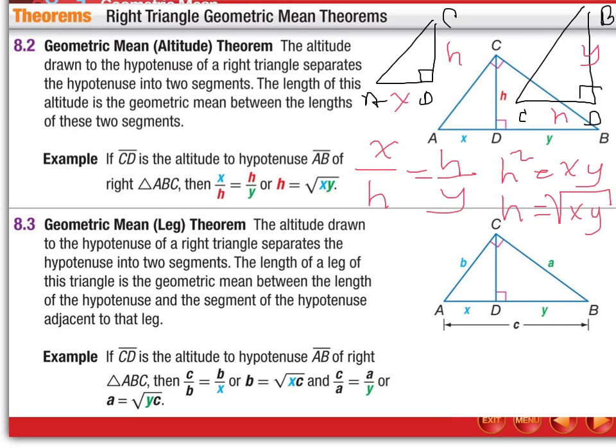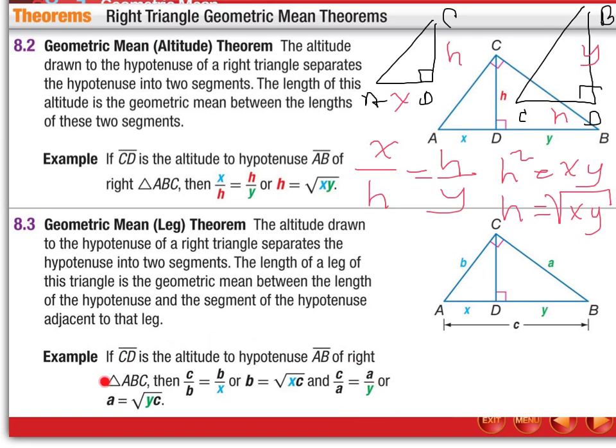Therefore, H is the geometric mean. H is the geometric mean, that altitude is the geometric mean between these two segments. Okay, now let's look at the next theorem, the geometric mean leg theorem.